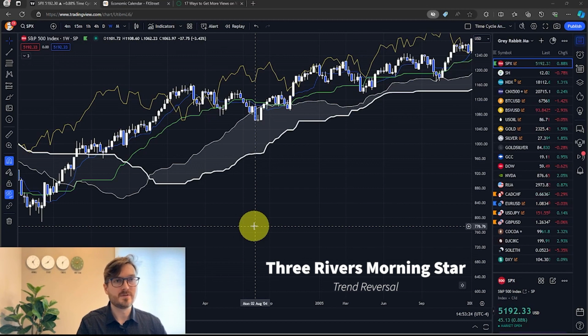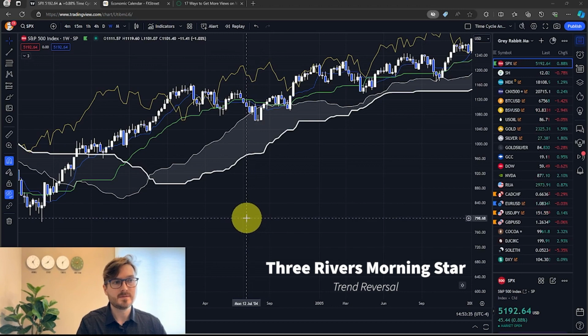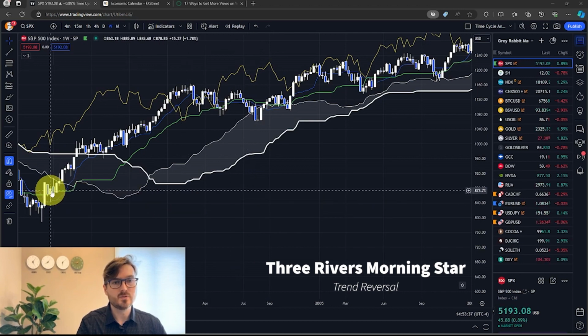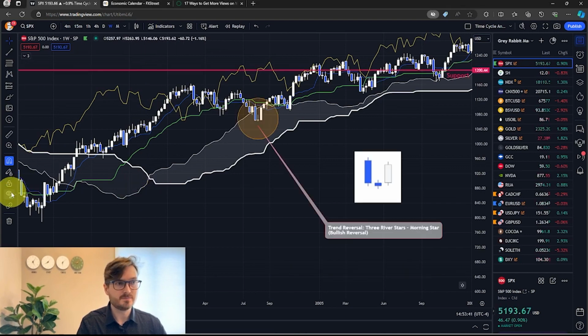Okay guys, here we are on the S&P 500 on the weekly. And now we're going to confirm a 3 rivers morning star pattern. So take a look real quick and tell me if you can see one. Feel free to pause if you need to. Now I'm going to turn my drawings back on.